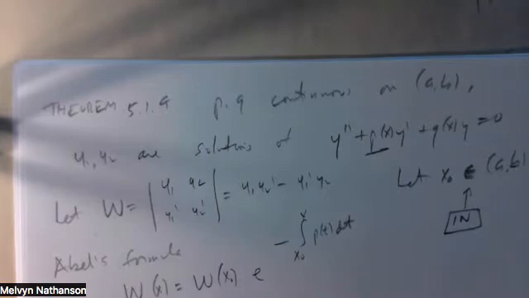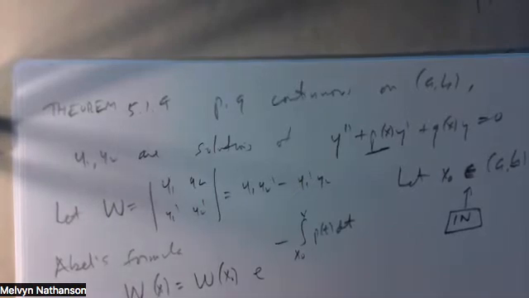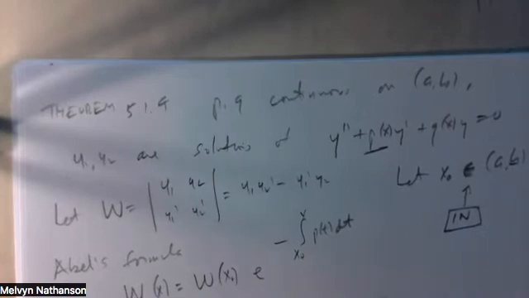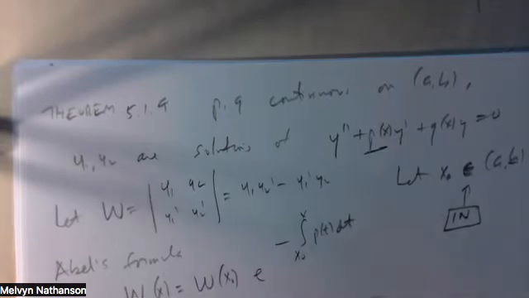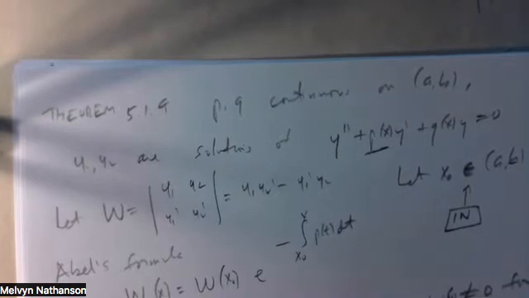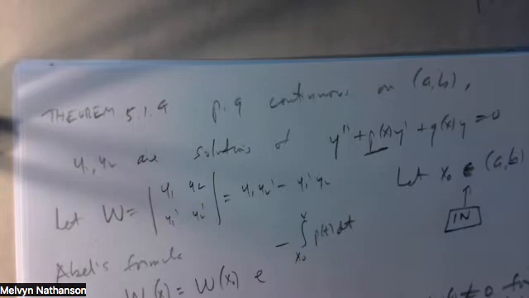So how do we prove this? Oh, and either W of x equals 0 for all x in the interval from a to b, or W of x is different from 0 for all x in the interval from a to b. Right? So this Wronskian, it's either identically 0 or it's never 0. So in particular, if it has one 0, it's 0 everywhere. Right? So let's prove this theorem.